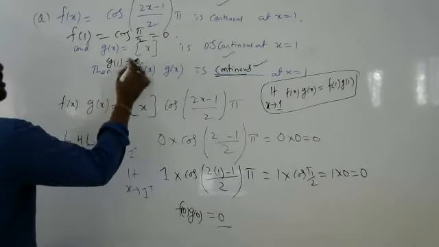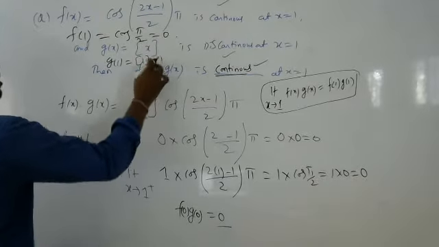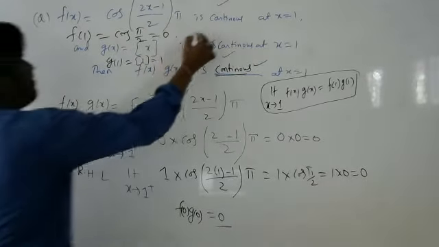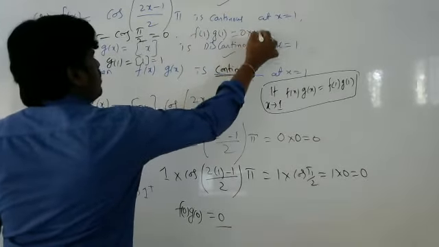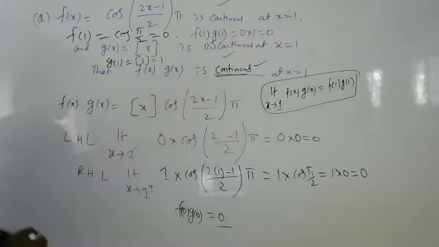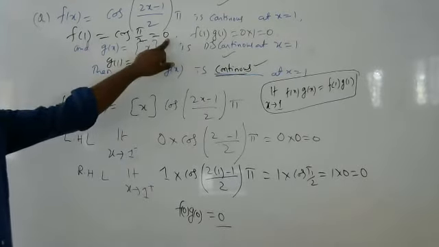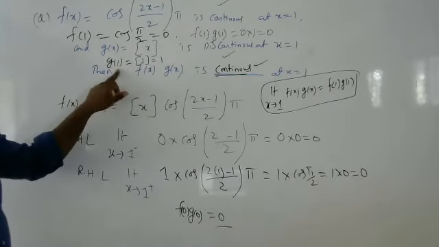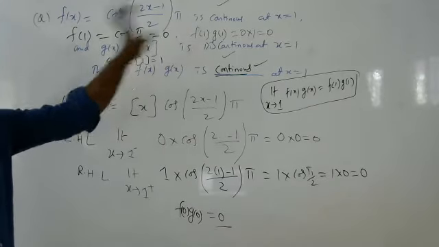g of 1, that is greatest integer 1. Greatest integer 1 is how much? 1. Product of these both, f of 1 into g of 1, that is 0 into 1, is equal to 0. Hello sir, here f of 1 is 0. But g of 1 means greatest integer 1 is 1. So f of 1 into g of 1 is 0.